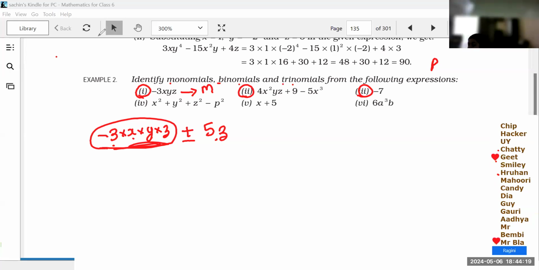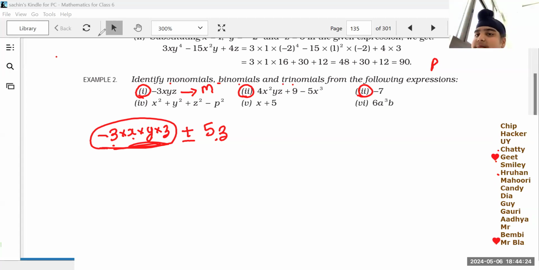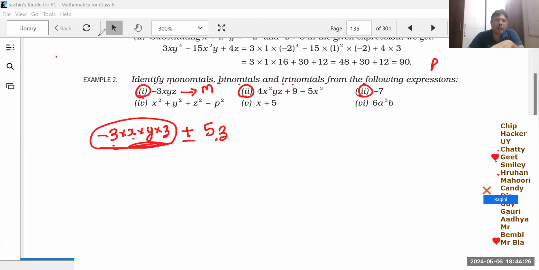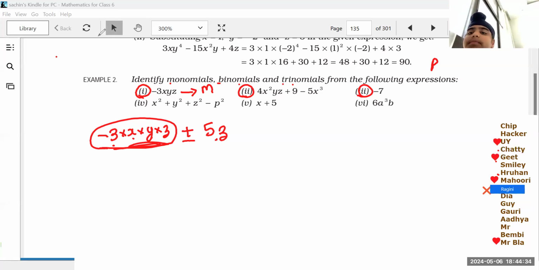What is polynomial again? Beta, all of these are polynomials, but for more than 3 terms, use polynomial. Don't use quadrinomial. All of these are polynomials.